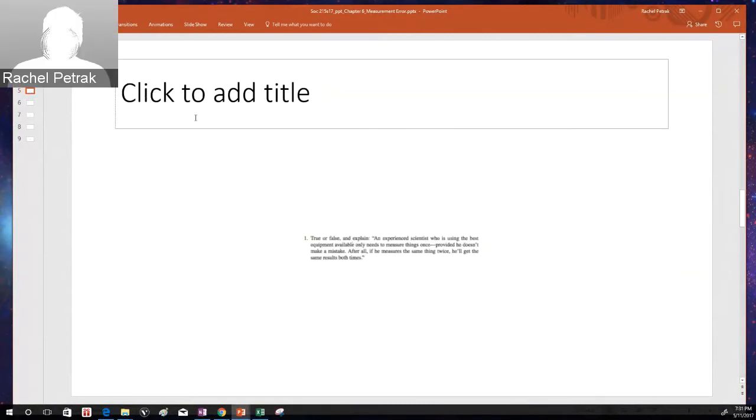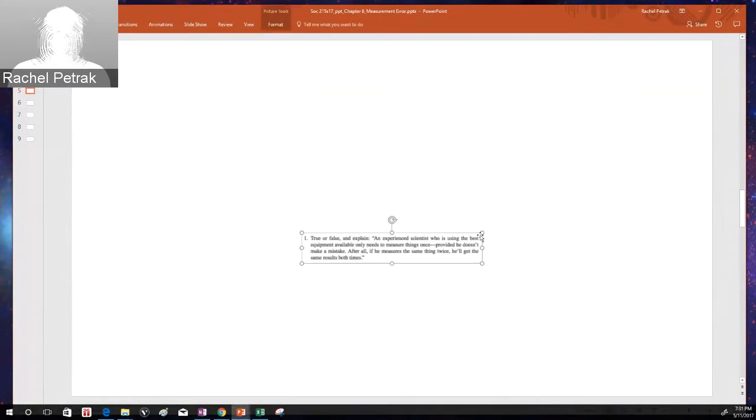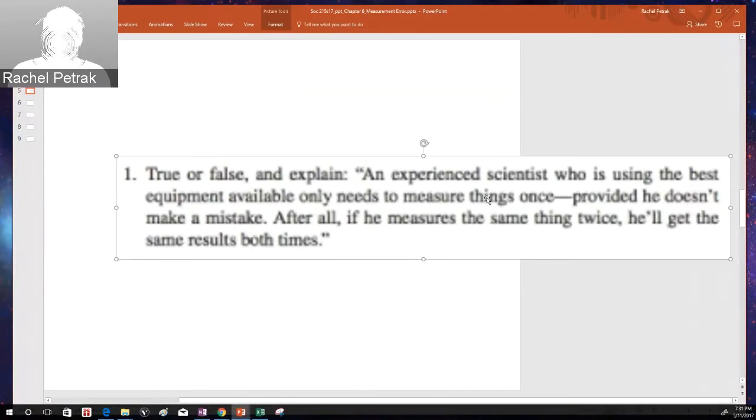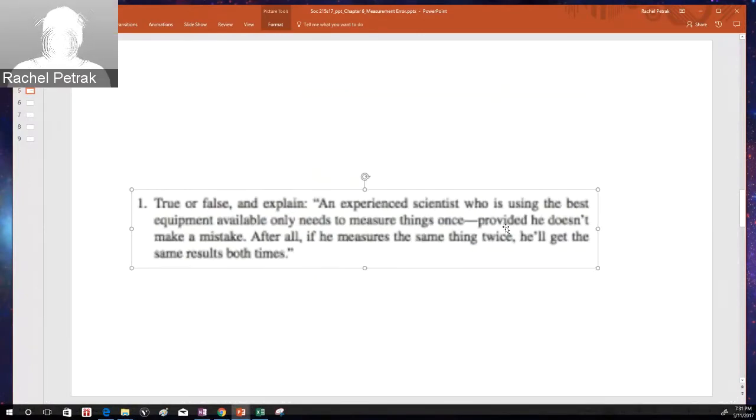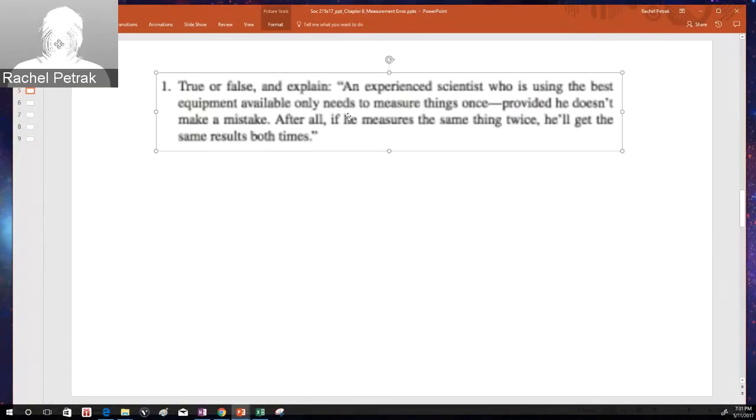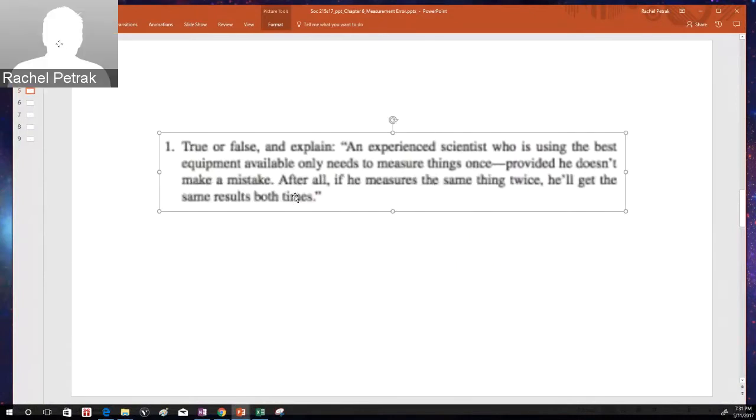So, any questions about those topics before we get into our review exercises? There's only a handful here, and we're going to spend most of our time reviewing for the exam, but let's go through these real quick. Our first exercise is a true or false. An experienced scientist who is using the best equipment available only needs to measure things once, provided he doesn't make a mistake. After all, if he measures the same thing twice, he'll get the same results both times. What do you think? Is that true or false?